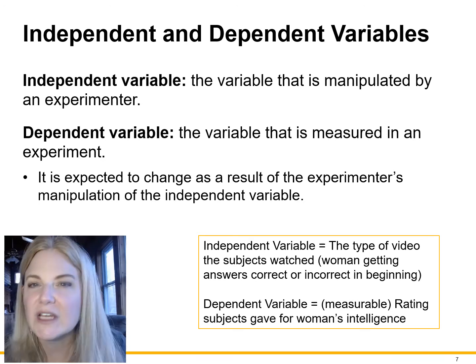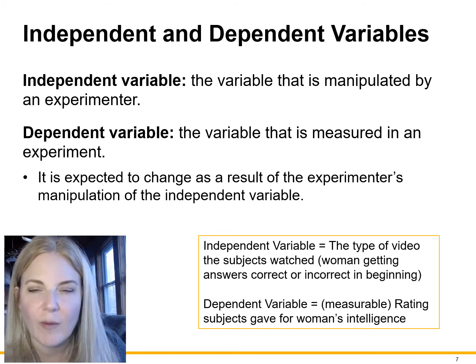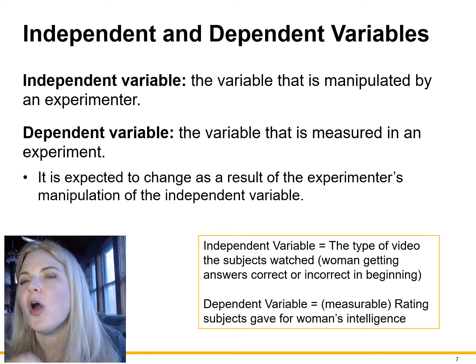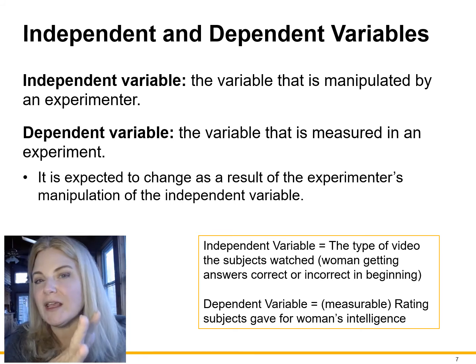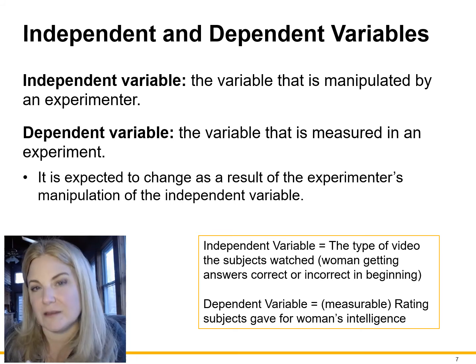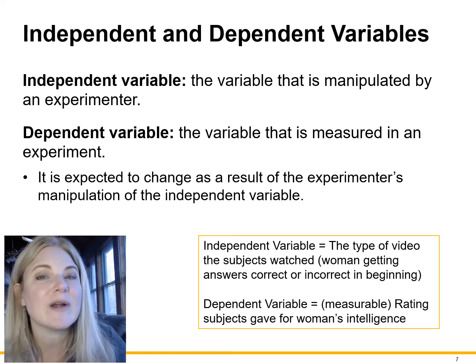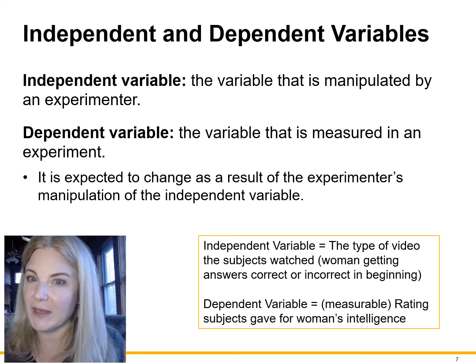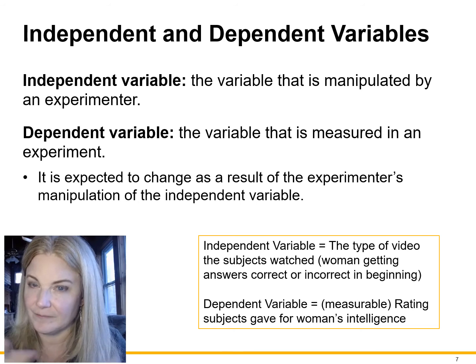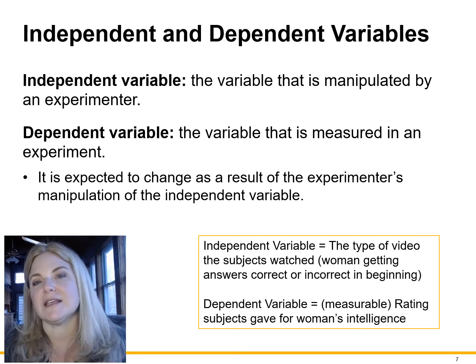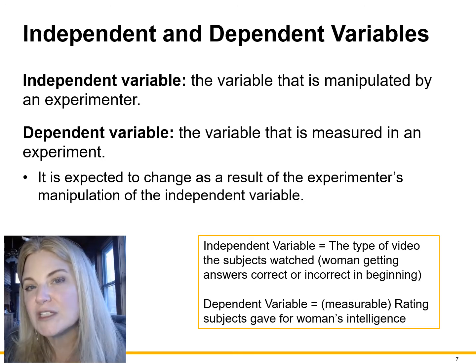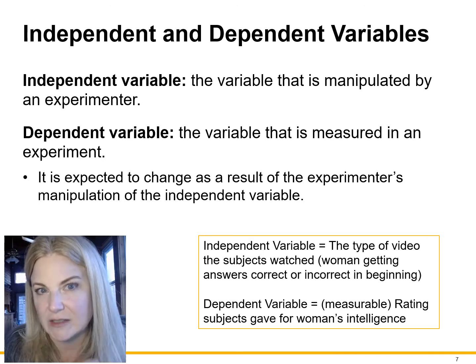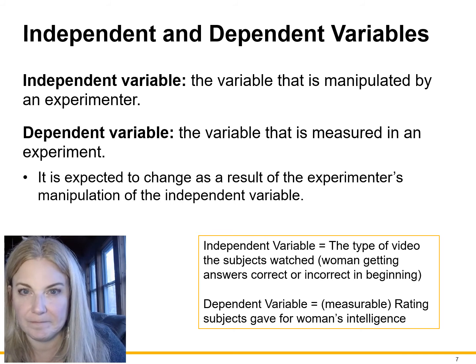So in both conditions, she had 60% correct. It didn't matter. All I did was change up if she had most of them right in the beginning or most of them right at the end. That was what I manipulated. Did she have them right at the beginning or right at the end? But then what I did is I asked the subjects, how smart do you think this woman is on a scale of 1 to 10?